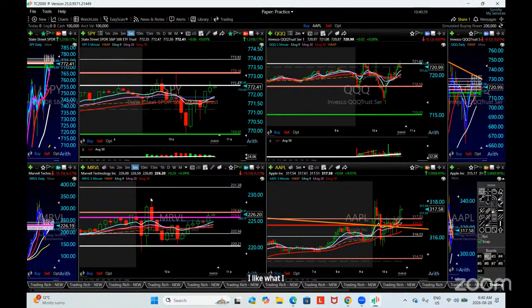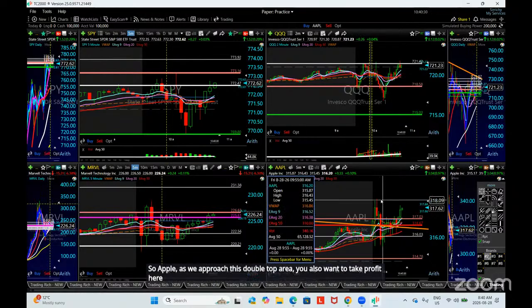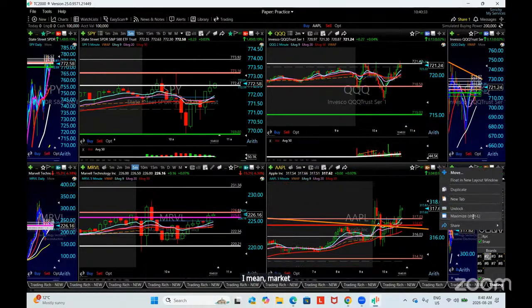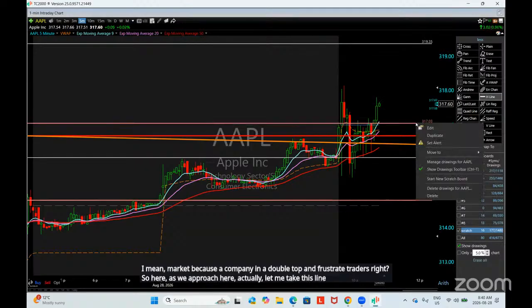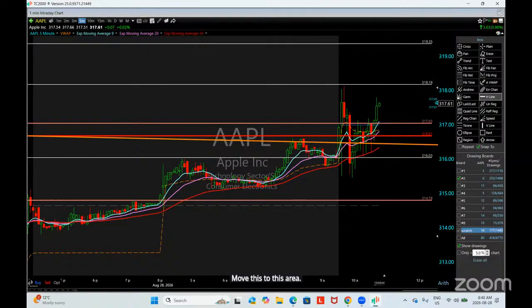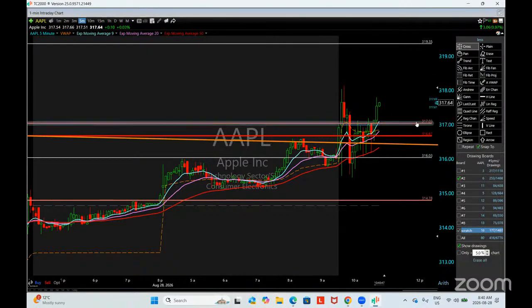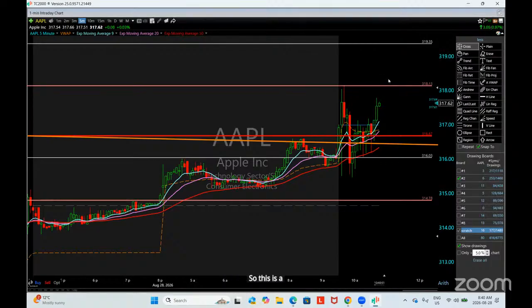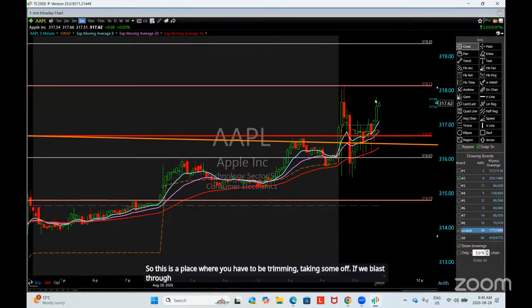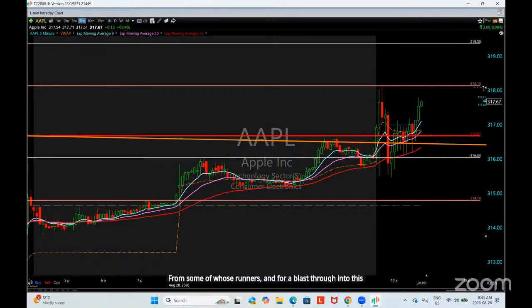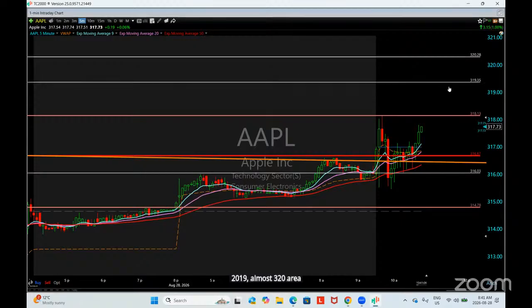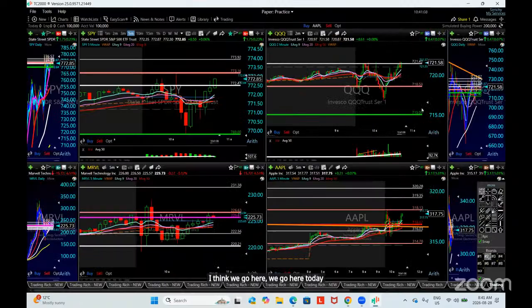I like what I see so far. So Apple, as we approach this double top area, you also want to take profit here. Let me mark it, because you can put in a double top and frustrate traders, right? So here, as we approach here, let me take this line from here, move this to this area. This is what I wanted to do. So this is a place where you have to be trimming, taking some off. If we blast through, then fine, you can hold. Trim some off, hold runners, and for a blast through into this 319, almost 320 area. I think we go here today. If things are good, we go here today.